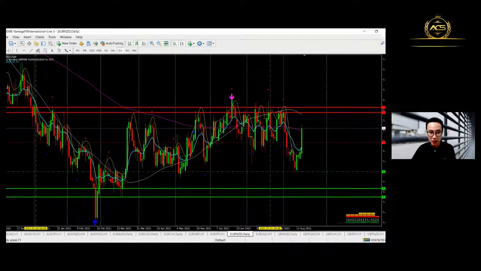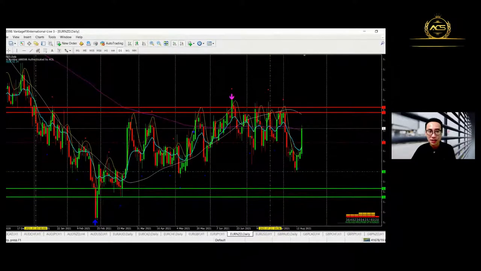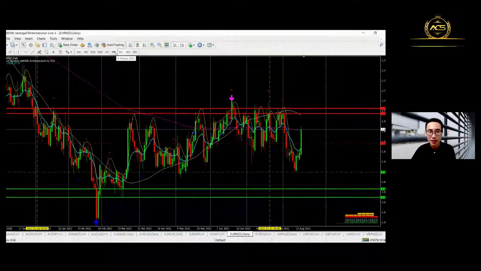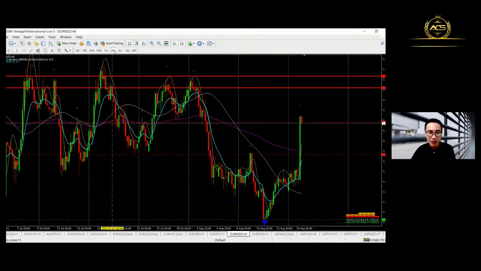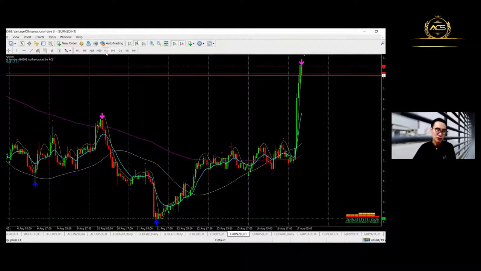Euro Kiwi, we are now, okay, Euro Kiwi. Let's take a look. Okay, we are in the retracement on the support. Wow, we are in the bear but retracement. Okay, retracement. Tentatively, we are looking at the point where it is a retracement.